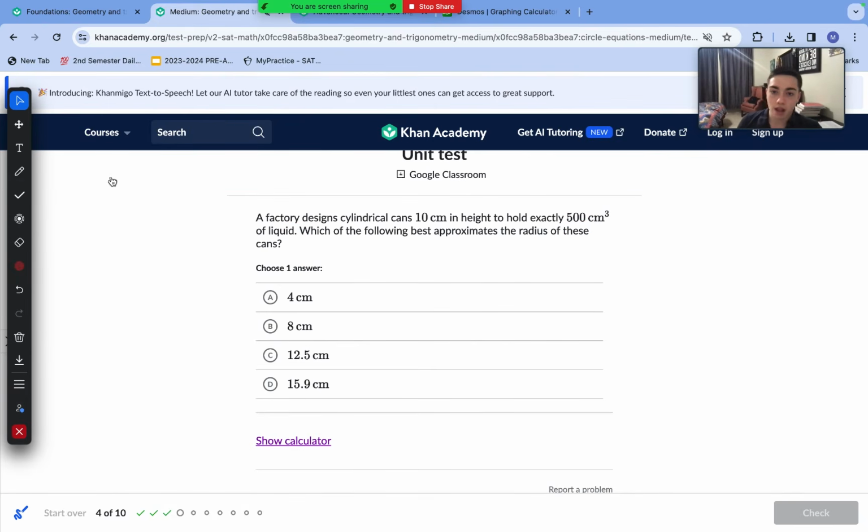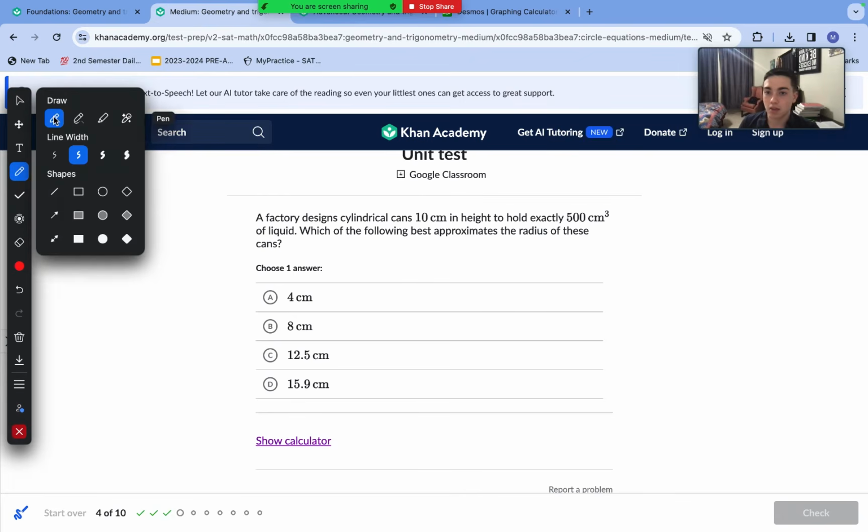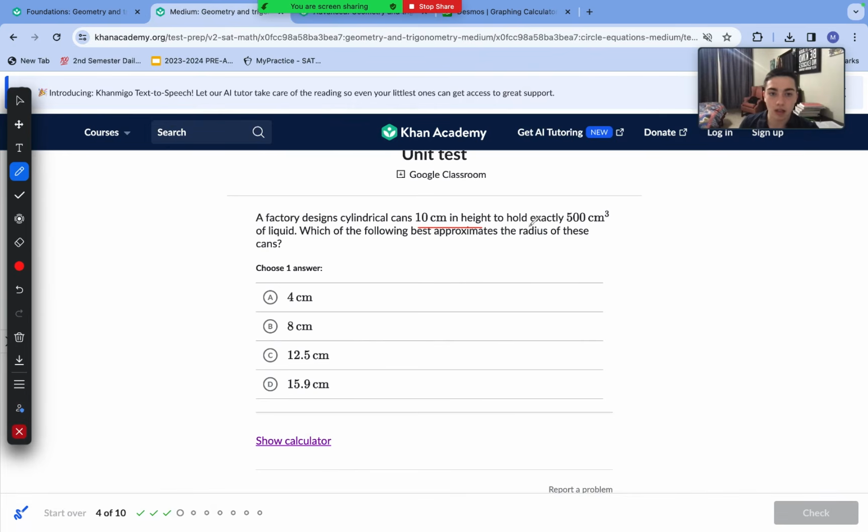Alright, a factory designed cylindrical cans 10 centimeters in height to hold exactly 500 cubic centimeters of liquid. Which of the following best approximates the radius? So we need to know the volume of a cylinder formula. The volume of a cylinder formula is just pi r squared h.